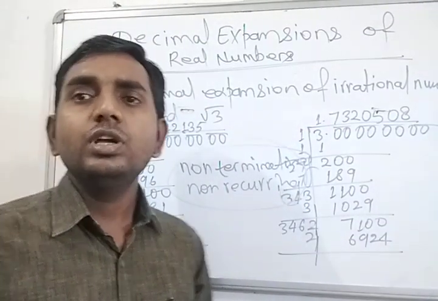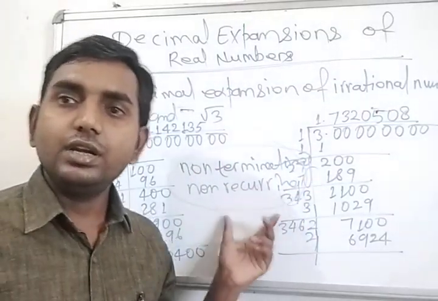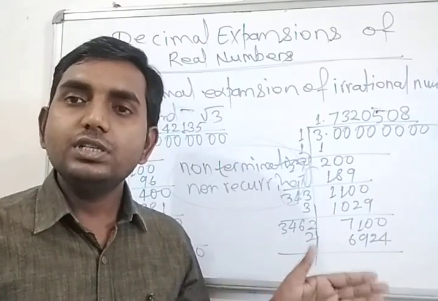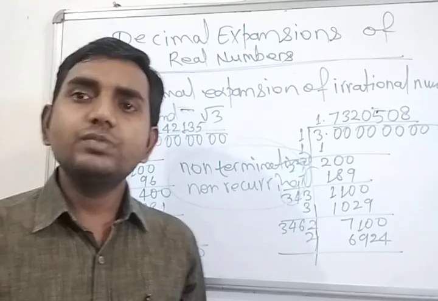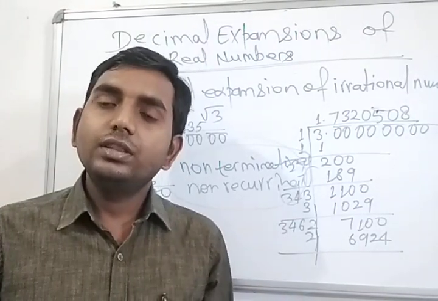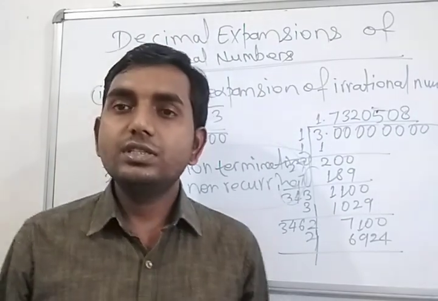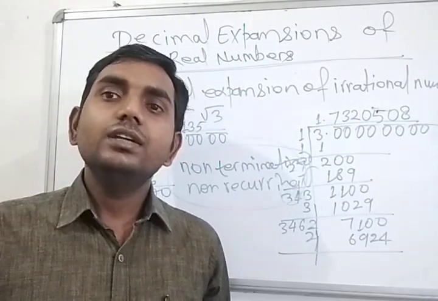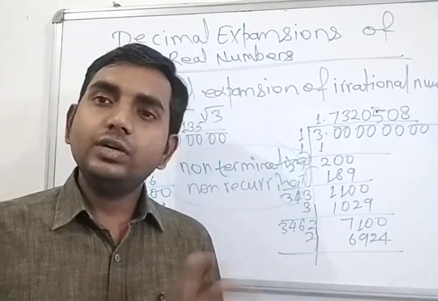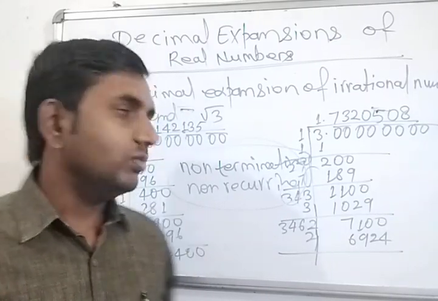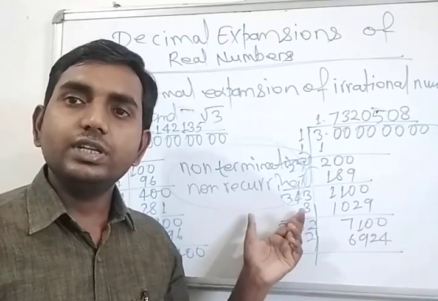In other words, if the decimal expansion of any number is non-terminating, non-recurring, then that number is an irrational number. If the decimal expansion of any number is terminating, then it is called a rational number. If the decimal expansion of any number is non-terminating, recurring, then it's also called a rational number, and we can write that number in the form of p by q. But here we cannot write it in the form of p by q, so it's an irrational number.